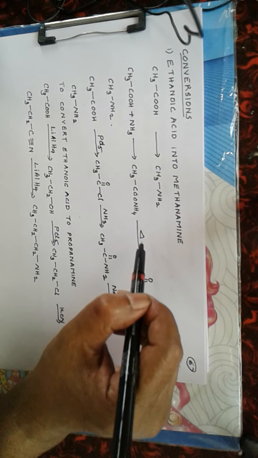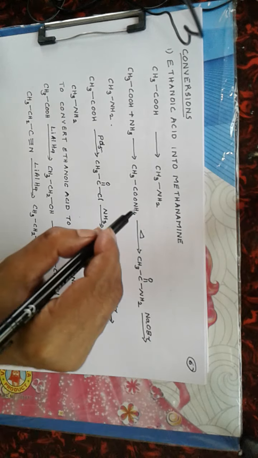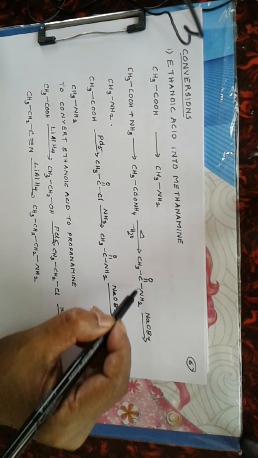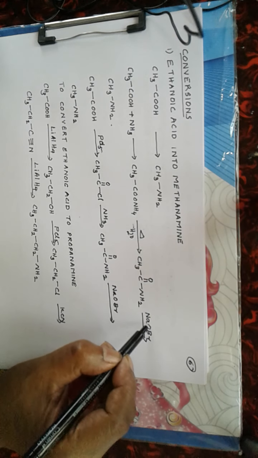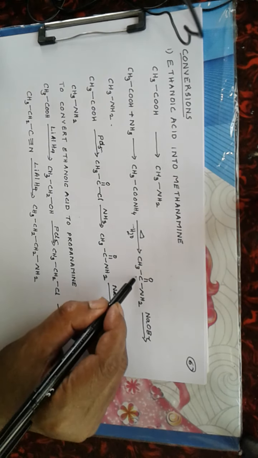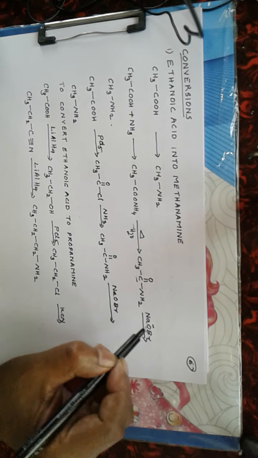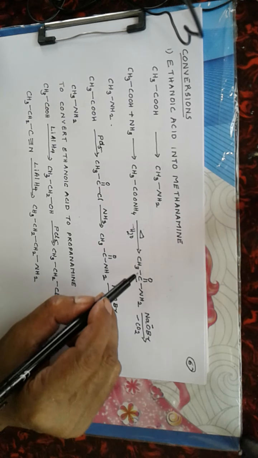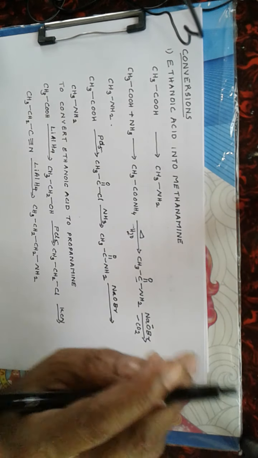This on strong heating can eliminate a molecule of water, and we get the amide. This on reaction with NaOBr, that is bromine and alkali, Hofmann degradation reaction, CO and O are removed as carbon dioxide. We get NaBr and CH3NH2.